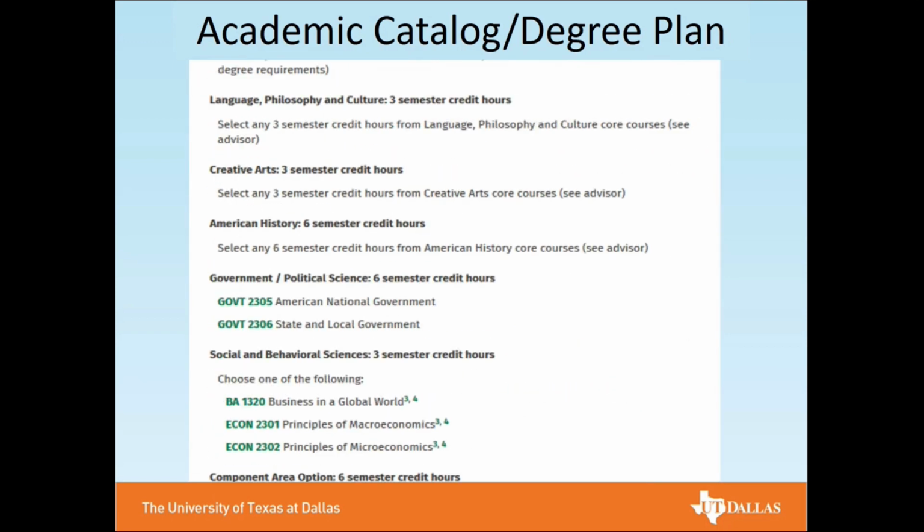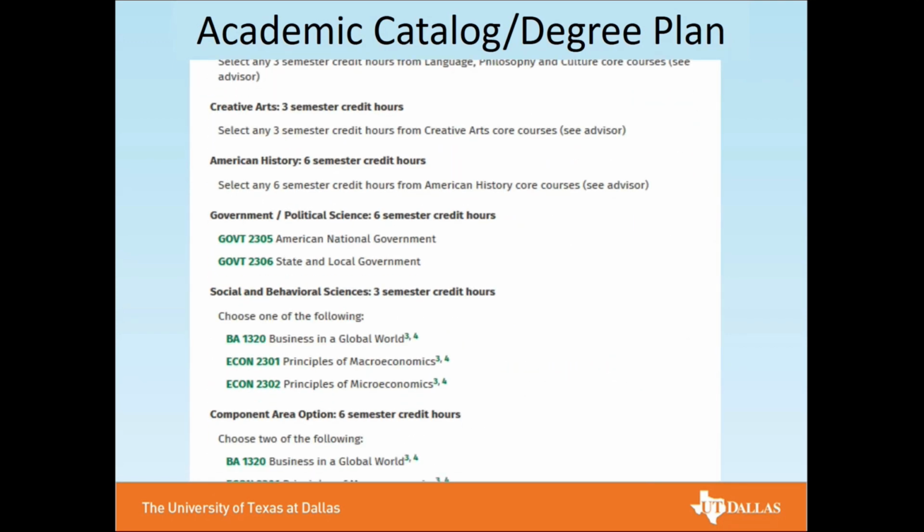Now, this degree plan is created from the degree requirements outlined in the academic catalog. The academic catalog is always available online and lists all courses and degree requirements for your selected major. You can access this document by searching the academic catalog on the UTD homepage. Now make sure you select your current undergraduate catalog, which is listed on the top right-hand corner of your degree plan.